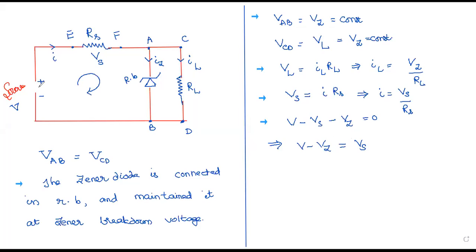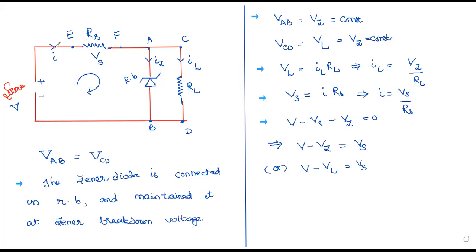This is what I told previously: 250 equals 20 plus 230, so 20 equals 250 minus 230. I wrote that here: 250 minus 230 equals 20. And here, sir, Vz is unknown, but it is maintained at the breakdown voltage. Vz is nothing but VL. So you can write V minus VL equals Vs. By this you can find Vs. After finding Vs, you can find the total current.